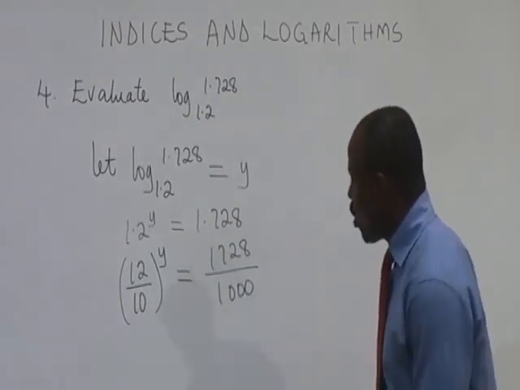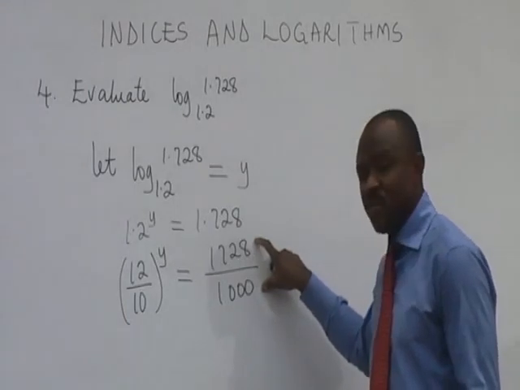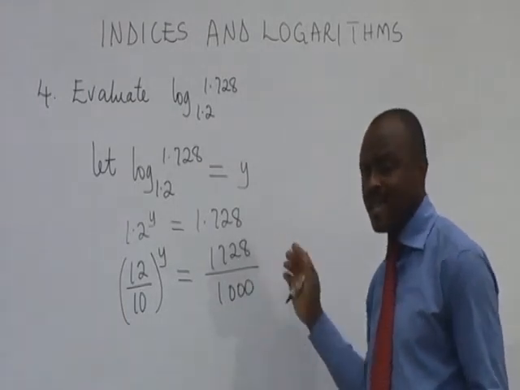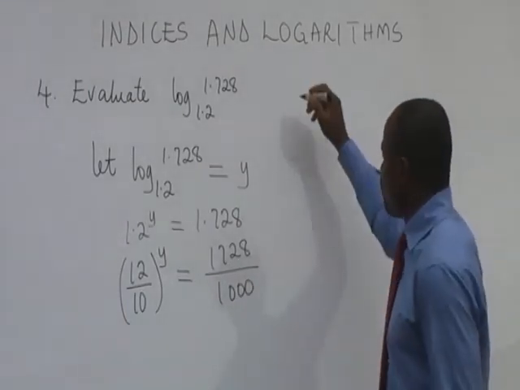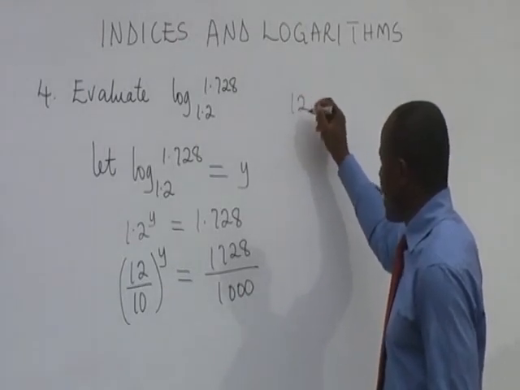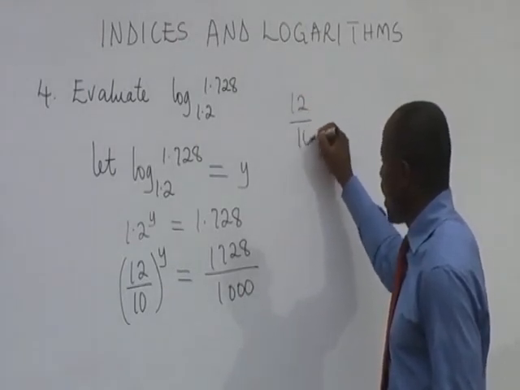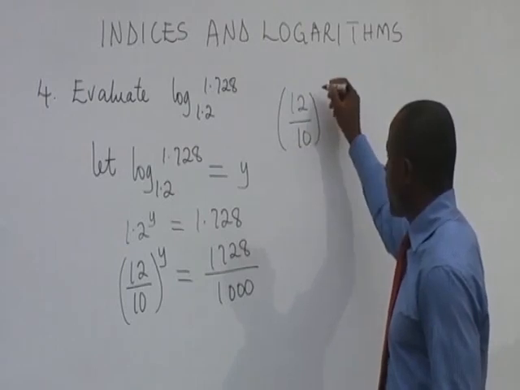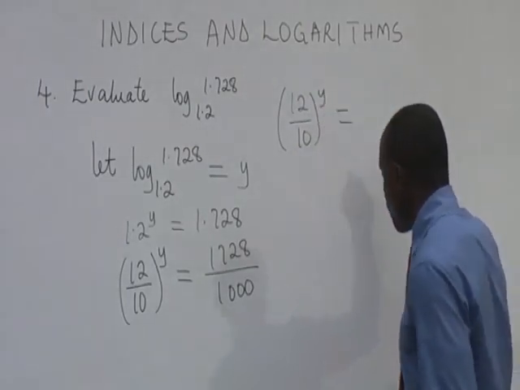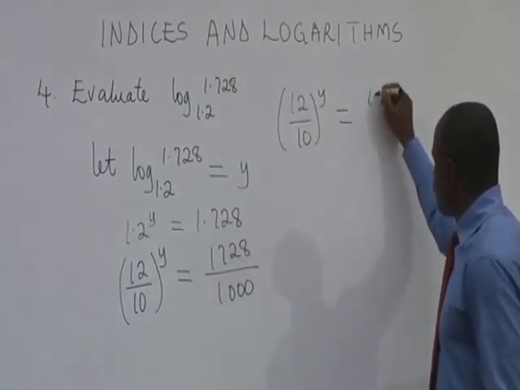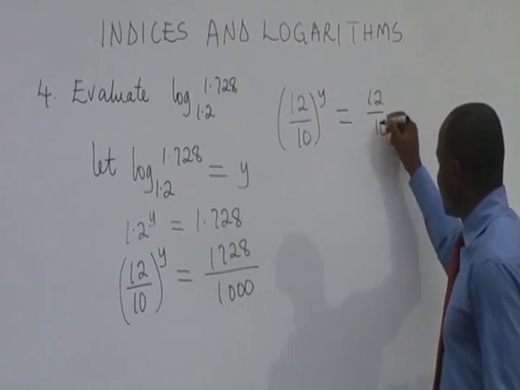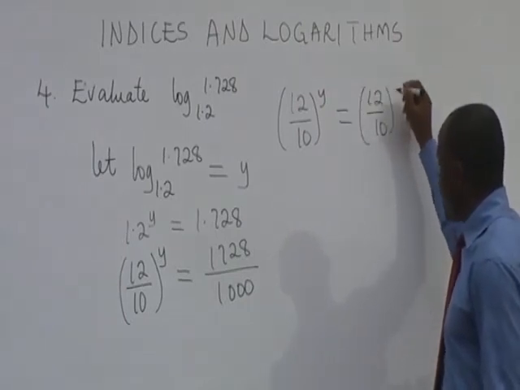That means the expression we are going to have on the right hand side of the equation is, first of all, in the left hand side we have 12 all over 10 exponent y, which will now be equal to 12 all over 10 exponent 3.